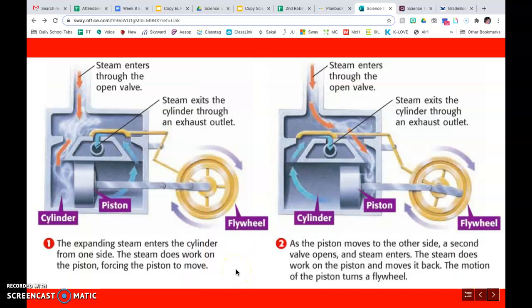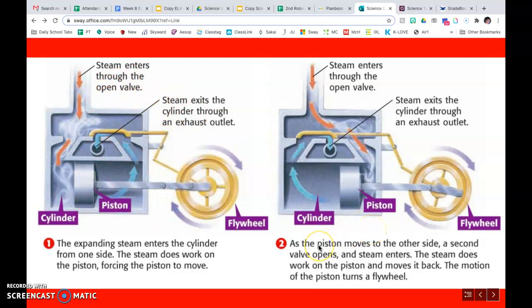So here we have a simple steam machine. The expanding steam enters the cylinder from one side. The steam does work on the piston, forcing the piston to move. As the piston moves, the steam exits the cylinder through the exhaust outlet, and then steam enters through the open valve. So you've got this constant exchange of energy that's occurring to allow this to happen.